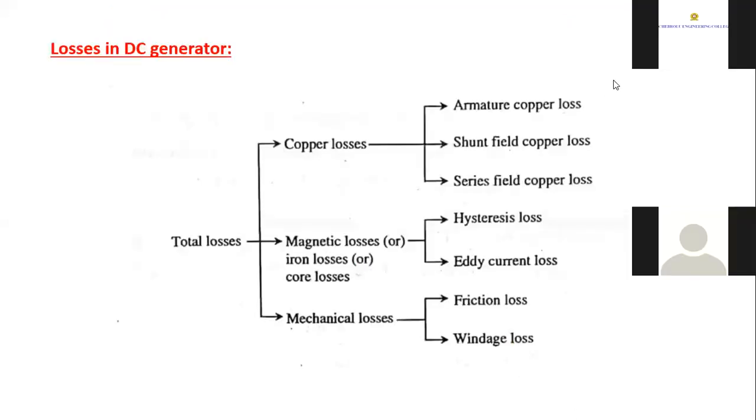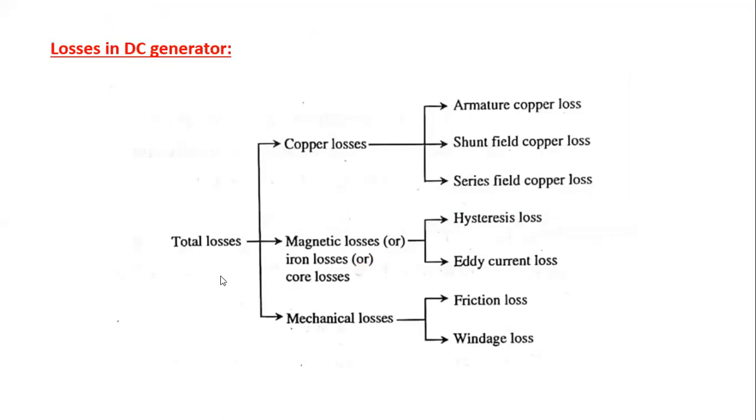Coming to the losses. The losses in DC generators are basically divided into three types: copper losses, magnetic losses and mechanical losses. Therefore, in DC generators, the total losses are classified into three types: copper losses, iron losses and mechanical losses.